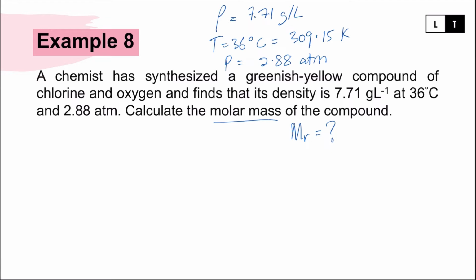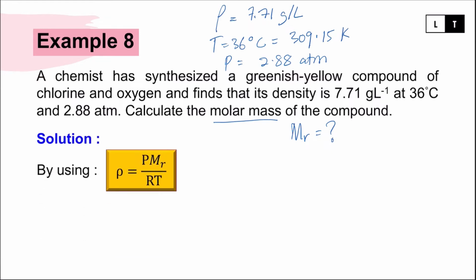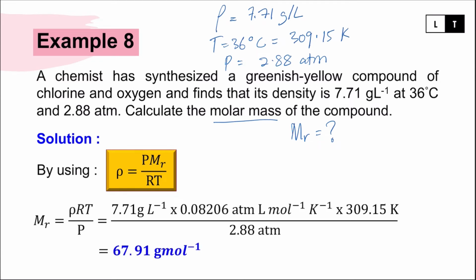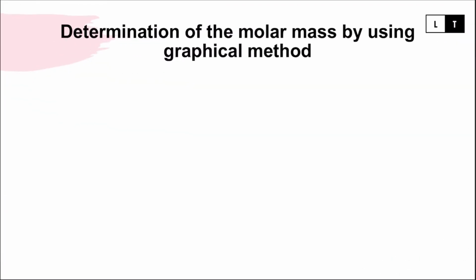So the solution for this question, we are going to use the same formula, which will be our molar mass as the subject, and put all of those values that we have, and make sure you use the standard value for R constant, and you will have 67.91 gram per mole for the molar mass of the compound. So now we've learned so far macam mana nak determine the molar mass by using the formula untuk relate with the density dan ideal gas law equation.